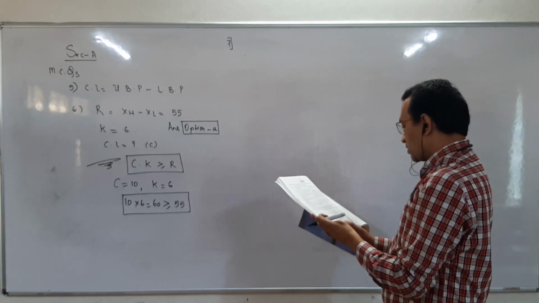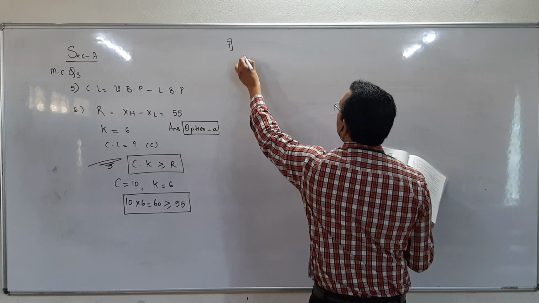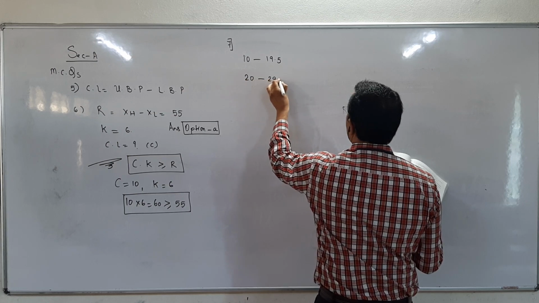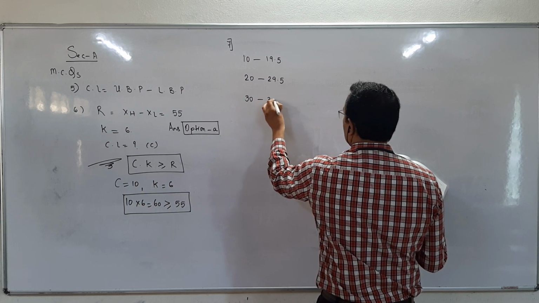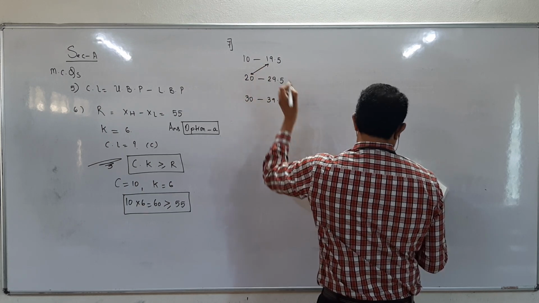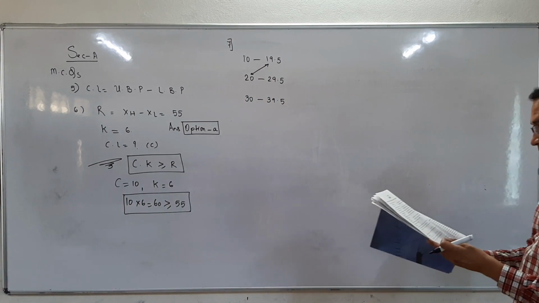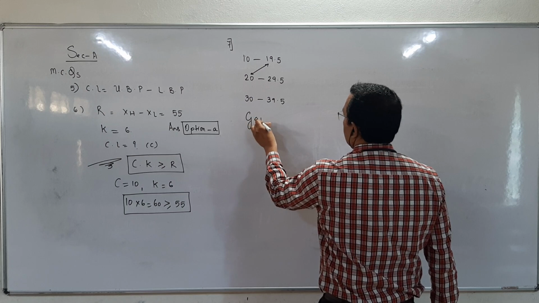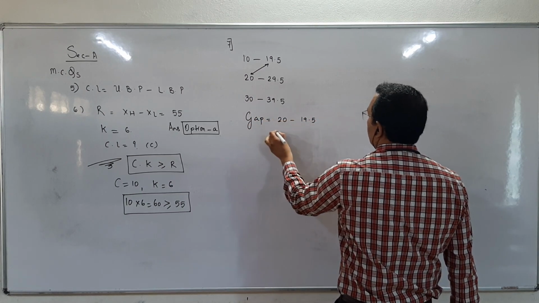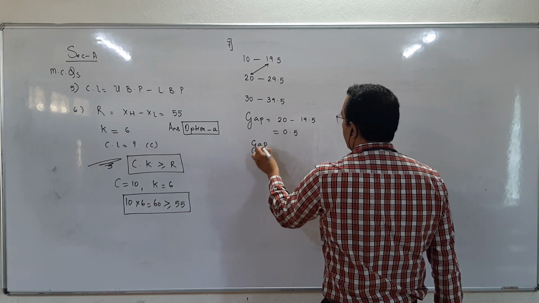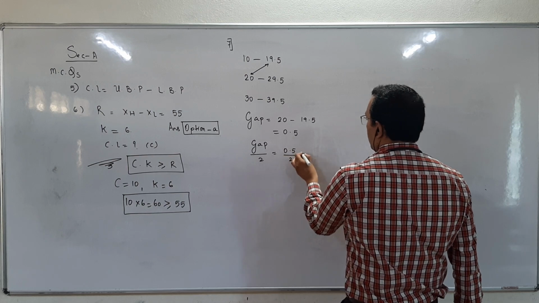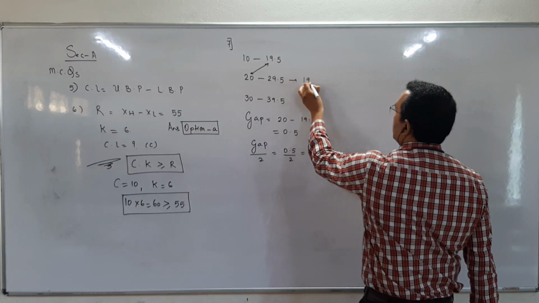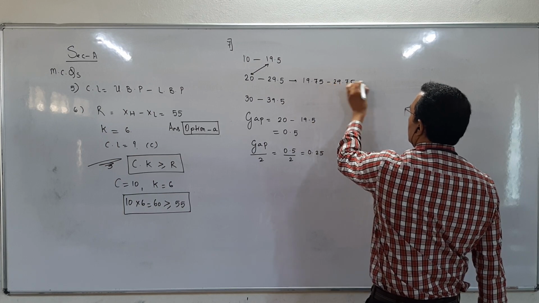Inclusive classes for a distribution are inclusive 10 to 19.5, 20 to 29.5, 30 to 39.5. Check this gap. Then what are the exclusive class limits for the second class? What is the gap between 19.5 and 20? The gap is 20 minus 19.5, that is 0.5. What is half the gap? We have already studied: 0.5 divided by 2, so 0.25. So subtract 0.25 from the lower limit. What will I get? 19.75, and add 0.25, so 29.75.